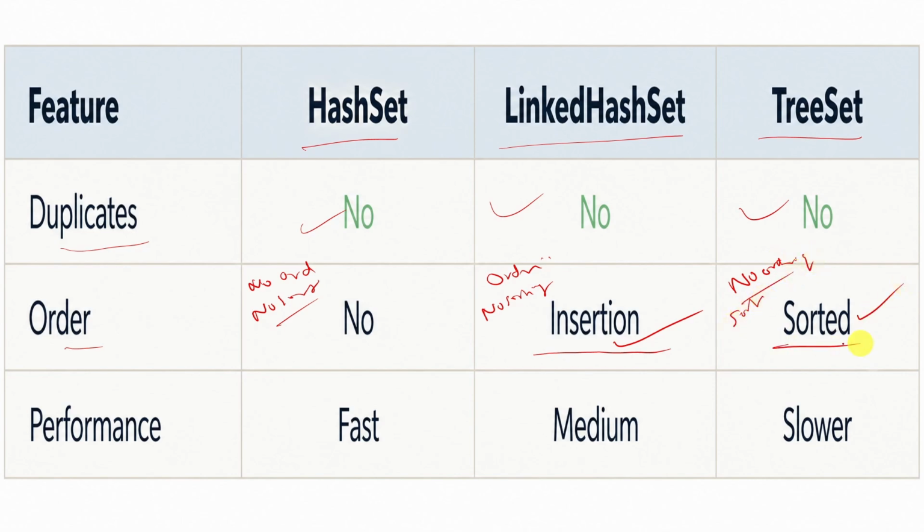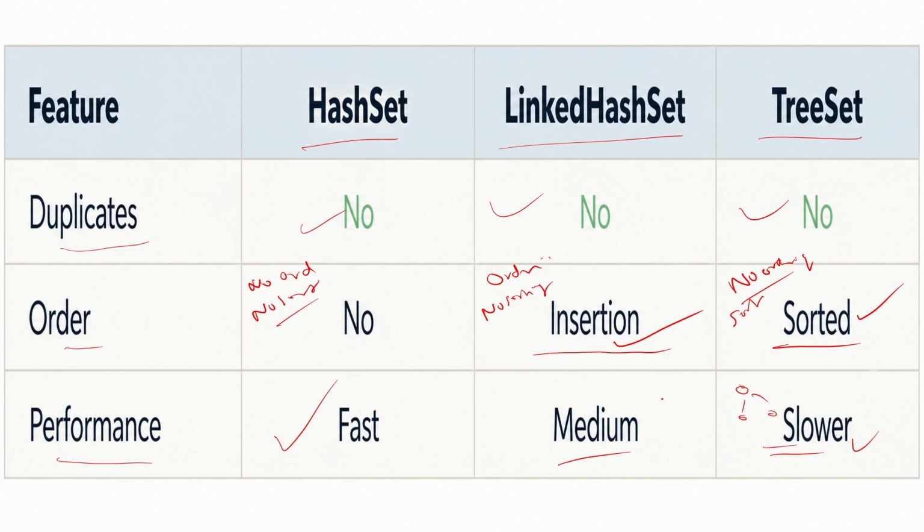that's why it is written sorted. And if you talk about performance, HashSet is faster in performance. Why? Because it uses a hashing algorithm. LinkedHashSet is medium and TreeSet is slower. Why slower? Because it works on a tree based data structure, so that's why it is slower.